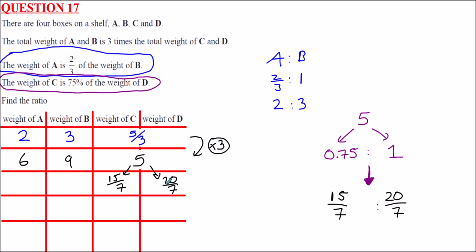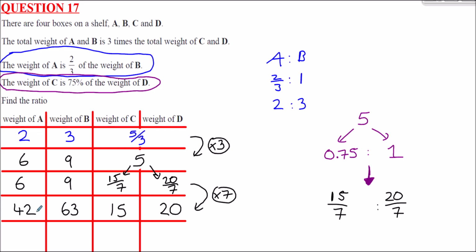I've got a better way of explaining it in a second. I'm not saying I'm a fan of this way, even me. So I've got 6 to 9 to 15 over 7 to 20 over 7. However, like I say, try to avoid fractions mixed in with ratios. So I can get rid of these sevenths by multiplying all bits by 7. So 6 times 7 gives 42. 9 times 7 is 63. That just becomes 15. And 20 over 7 times 7 simply becomes 20.